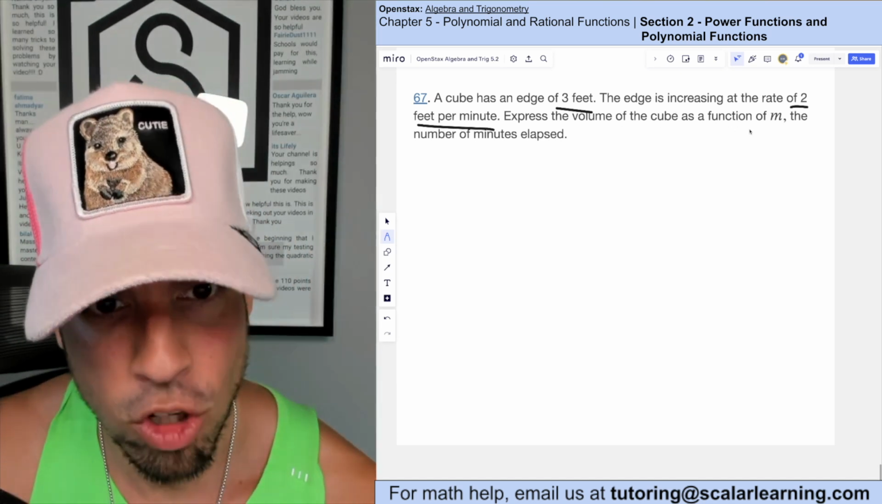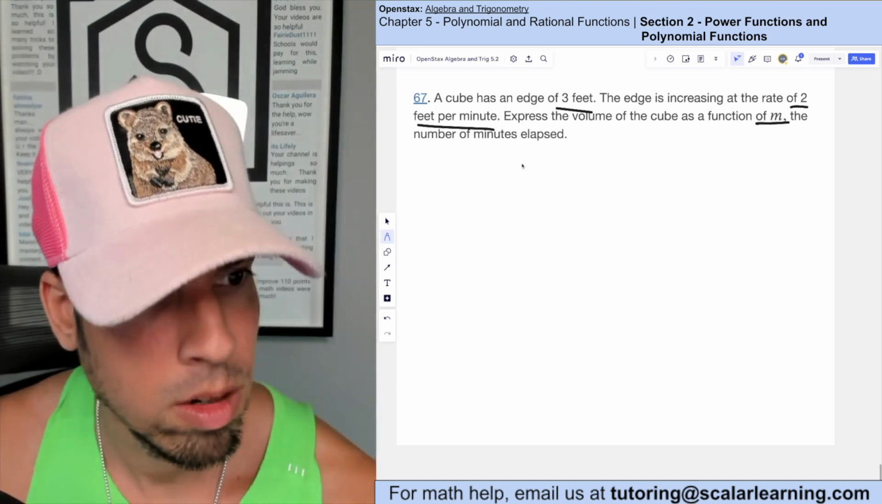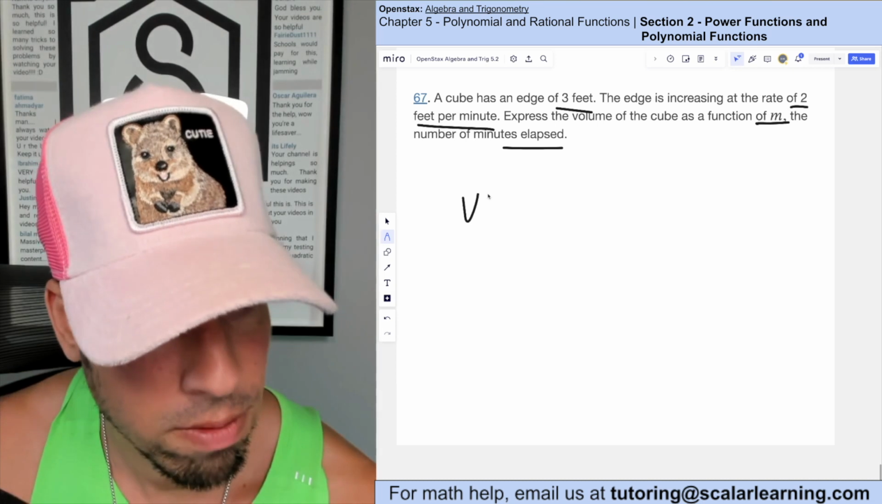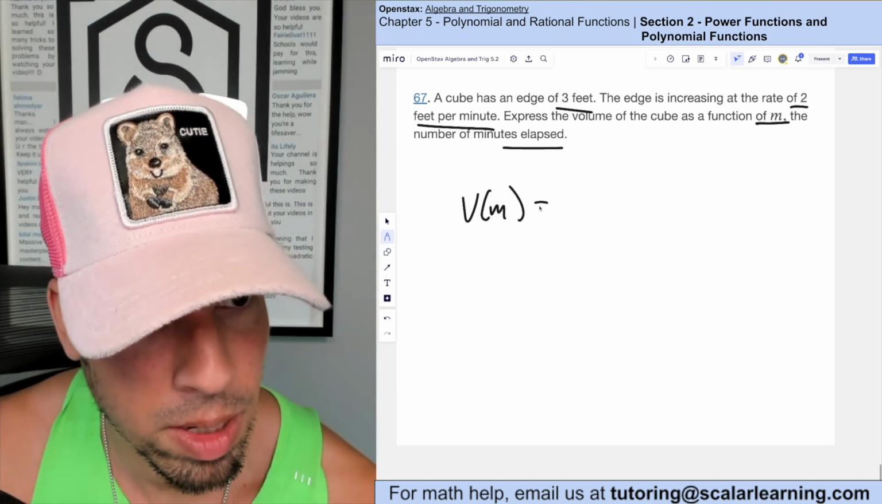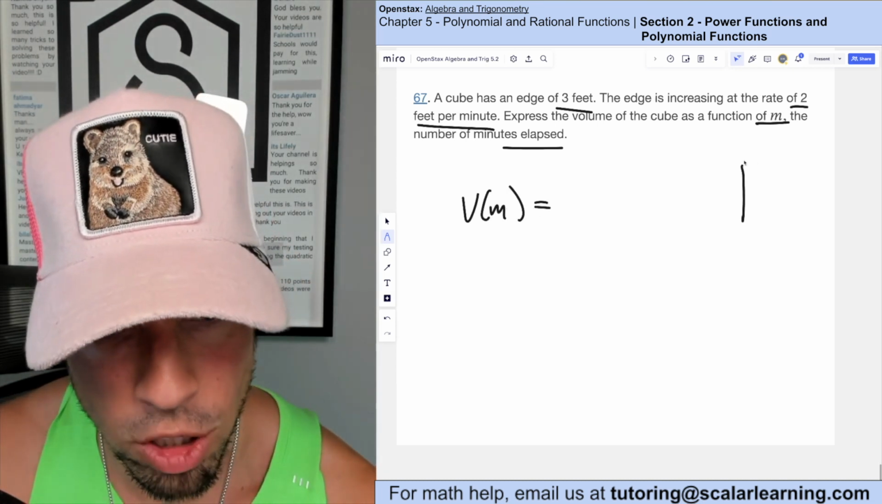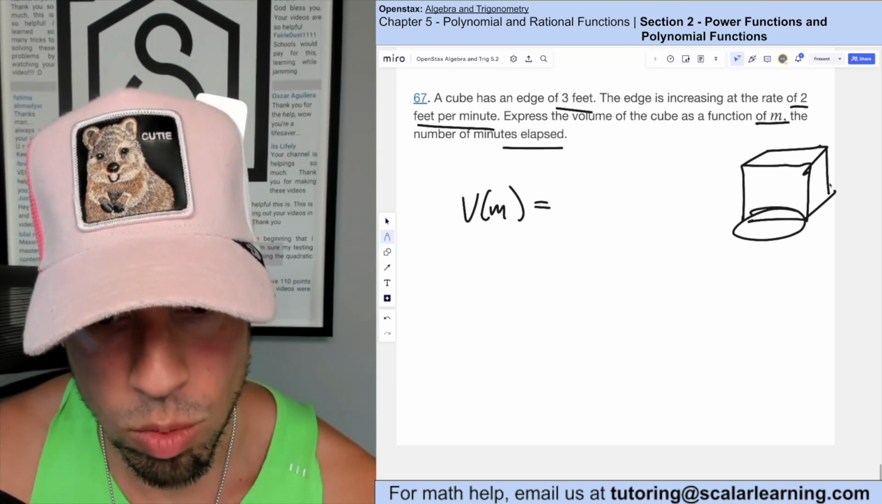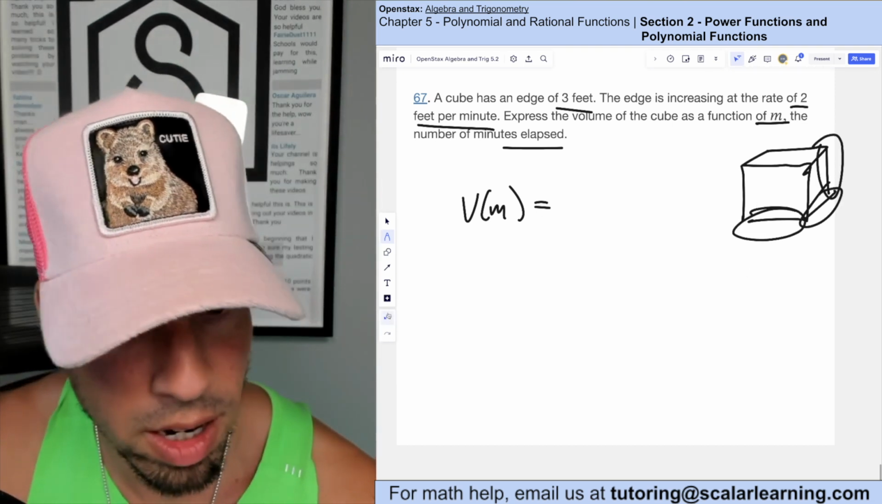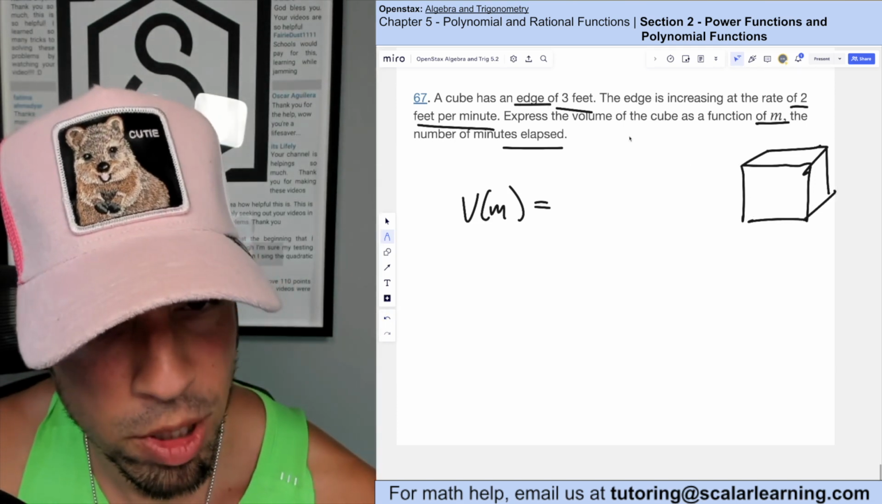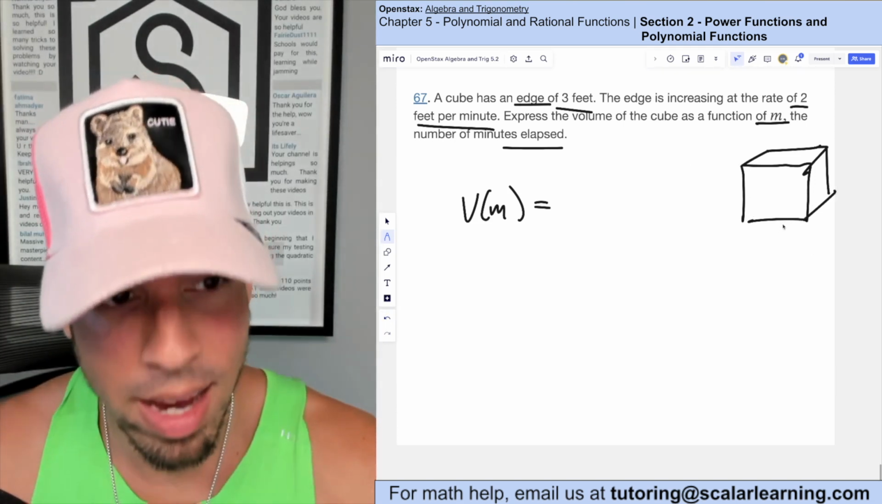Express the volume of the cube as a function of m, the number of minutes elapsed. So we could say volume as a function of m equals, and before we do that, let's draw out a cube. And again, a cube, all the side lengths are equal. So this is equal to this, right? Length, width, and height are all the same. And they say edge up here, right? That's kind of what I meant with side. So all the edges are equal.